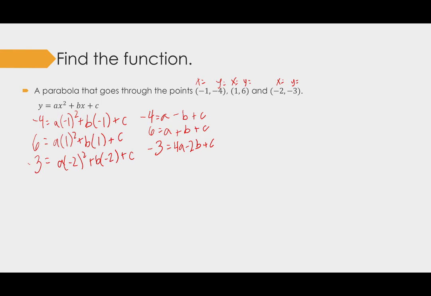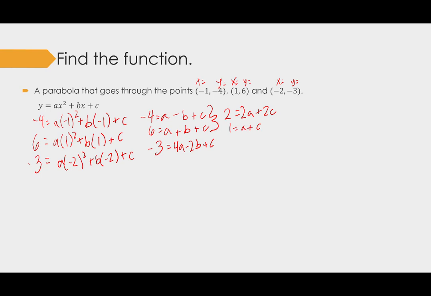We can solve it using elimination or substitution, and let's go ahead and do some eliminating. So our first 2, I'm just going to add those together to get rid of that middle b. So -4 plus 6 is positive 2. A plus a is 2a. -b plus b is gone. And c plus c is 2c. And if you want, you can even simplify further, divide everything by 2. That'd be 1 equals a plus c. You can think about it either way.